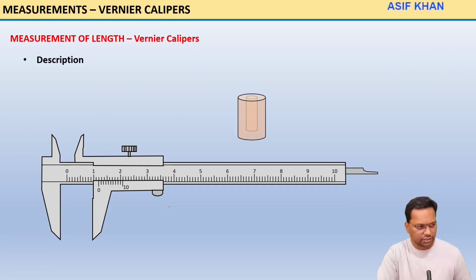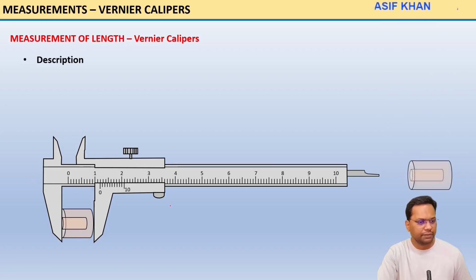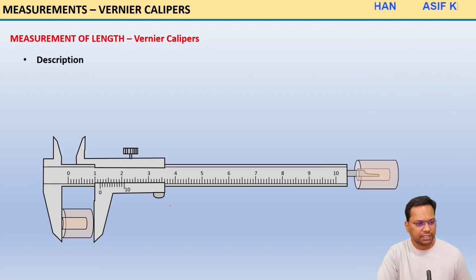So in that case, if you wanted to find the outer length, what is the total length of the given pipe or cylindrical structure, we measure the length by using the two jaws, that is, external jaws J1 and J2. But if you wanted to find the depth, or the length of the hole inside the cylindrical structure, we need to insert the cylindrical structure something like this.